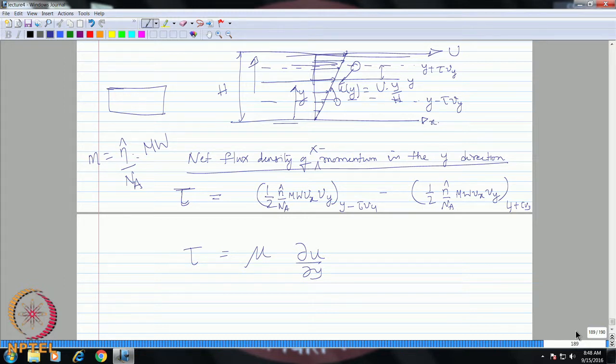So, what do you get finally for mu? Minus n cap upon Na molecular weight into Vy square tau. Yeah, you can call this as density directly. This is mass per unit volume, right. You can directly call this as rho, and we are now looking at incompressible flows. So, therefore, rho can be assumed constant, you can take out of the derivative.